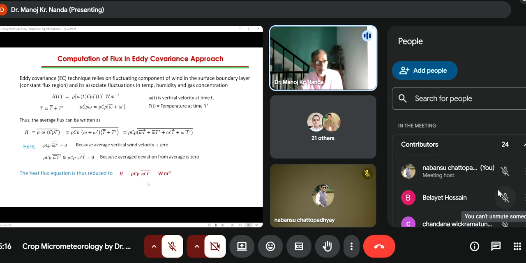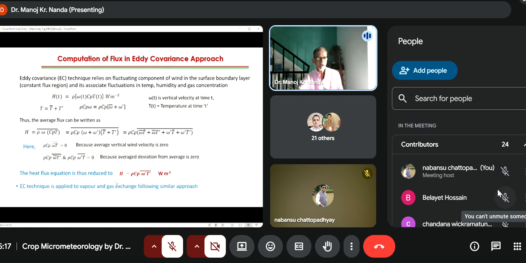So my final form of the equation is very simple: H equals rho Cp times omega dash times T dash. Omega dash is the fluctuation of upward wind speed, and T dash is the fluctuation of temperature. That's why I need such a high speed measurement system, to get these fluctuating components. If you are not measuring at 20 hertz or 10 hertz, then the fluctuating component is not properly addressed. So you need to have this. This is your final part.